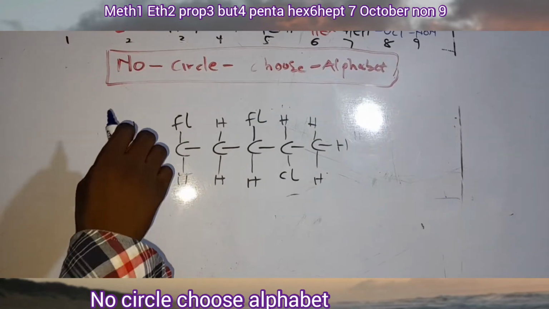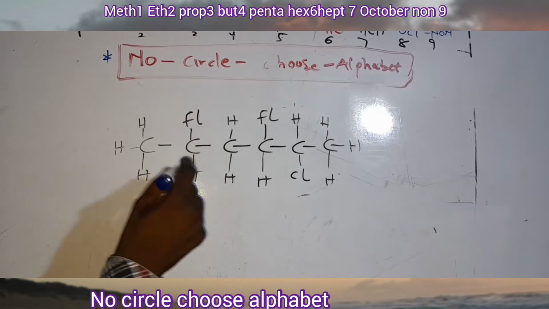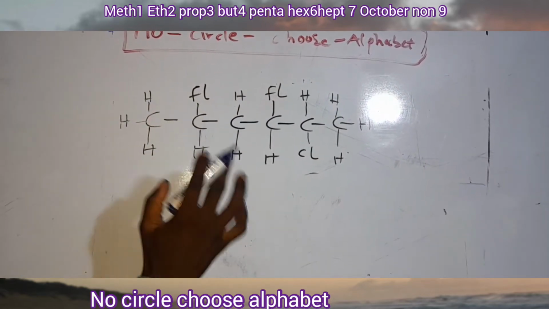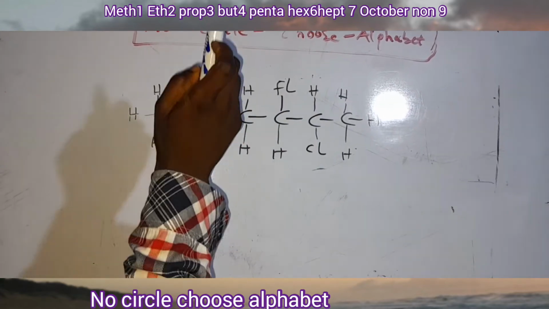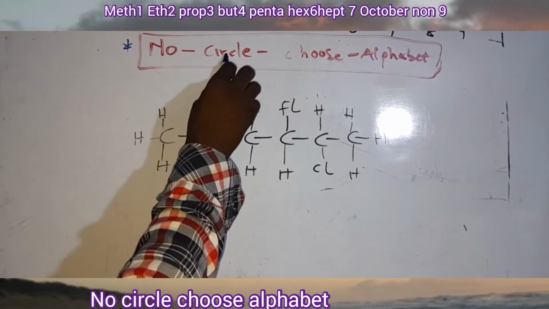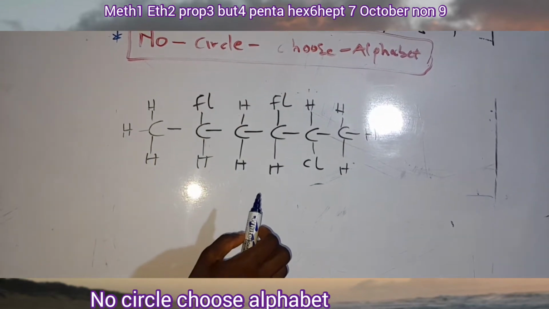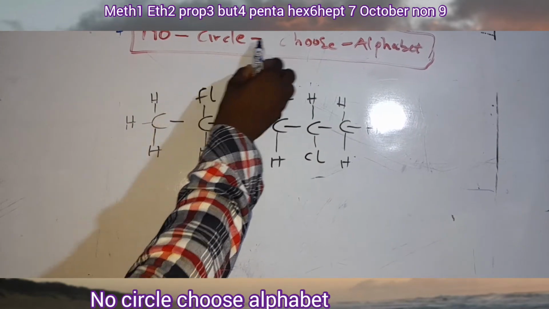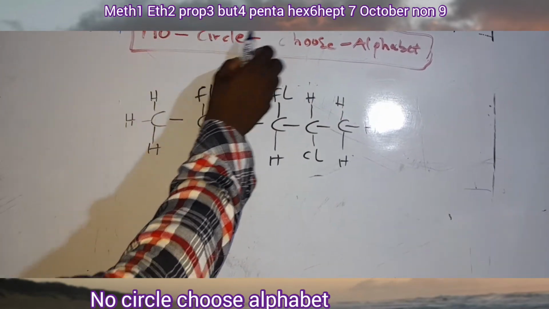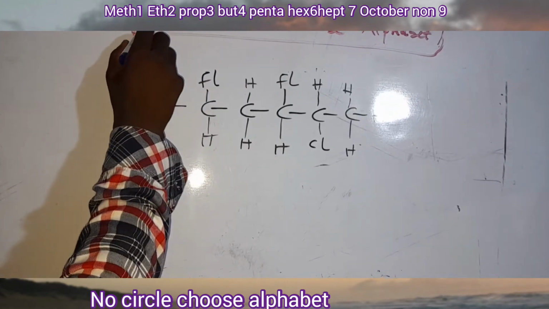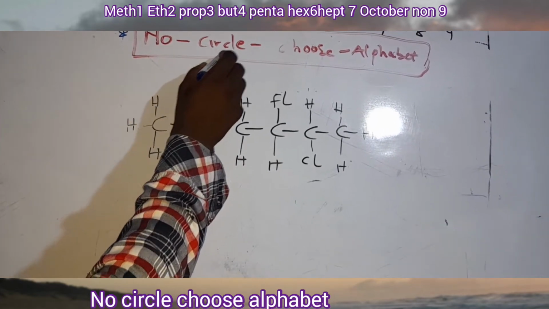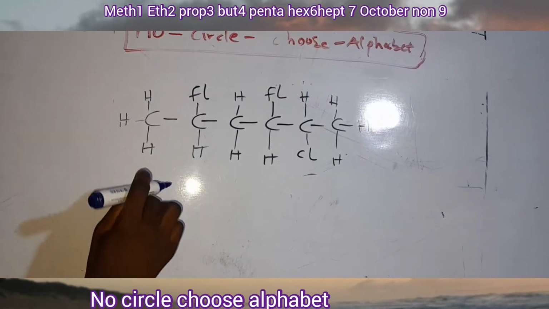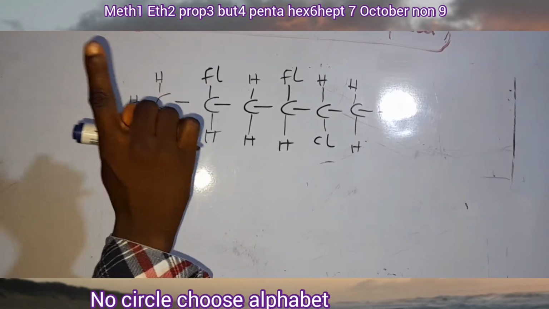Alright, so this is a mnemonic I want you to use when you are going to name a compound like this. If they give you a very broad compound like this, don't worry, don't panic. This is what you are going to do. This is a mnemonic: No circle, choose alphabet. I hope it's very simple for you to remember. If there is no circle, choose alphabet. Now the No here means number. Then if you circle, you choose based on alphabetical order. So this is a compound. The first thing to do is that you number the carbons.